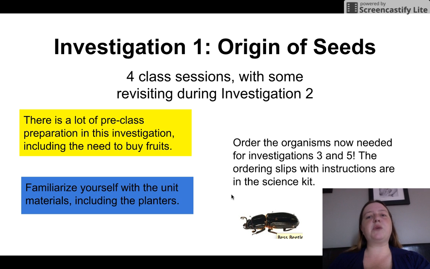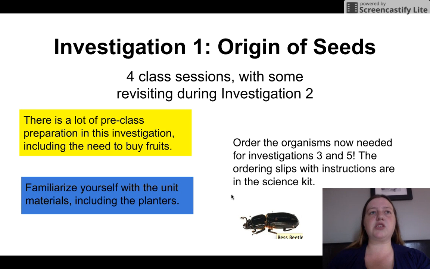In Investigation 1, Origin of Seeds, there are 3 parts to this investigation, which will take roughly 5 class sessions, so 4 whole class sessions and then some revisiting during Investigation 2. The student learning outcomes for this investigation are that students will observe, explore, and communicate and organize information on properties of seeds. They will investigate the effect water has on seeds and observe this over several days. And finally, they'll compare the mass of dry and soaked seeds.